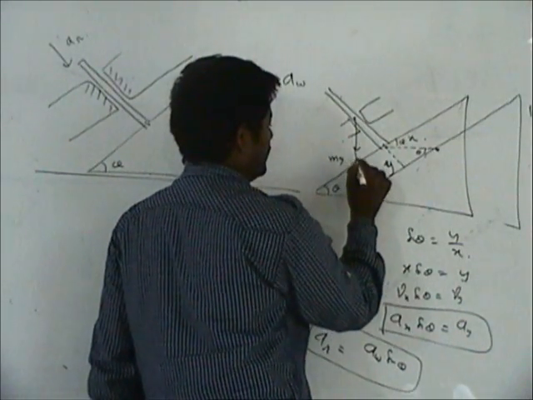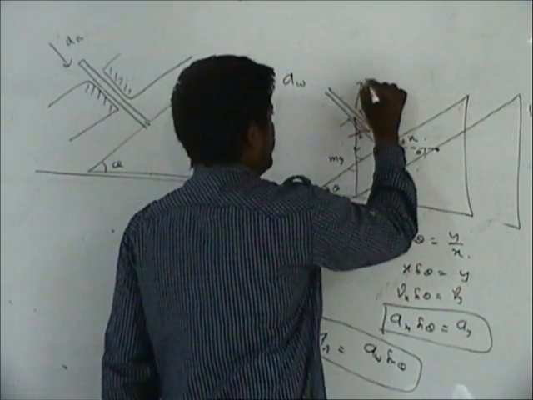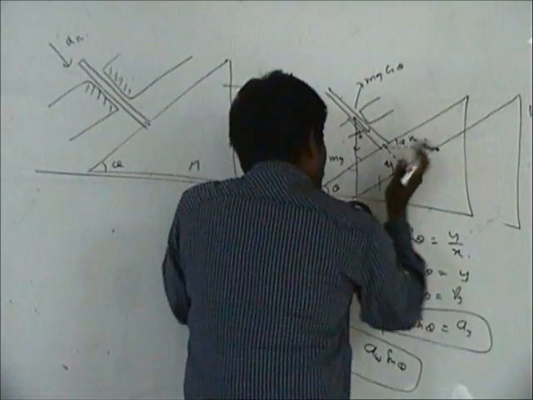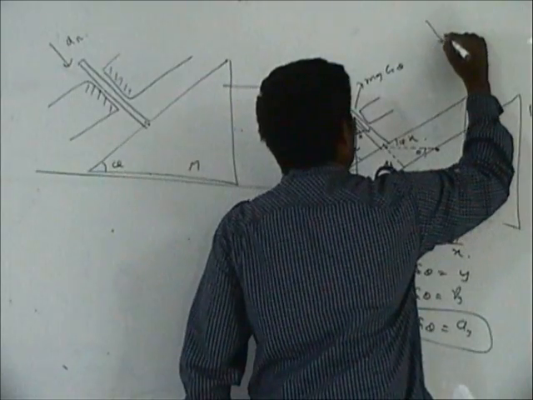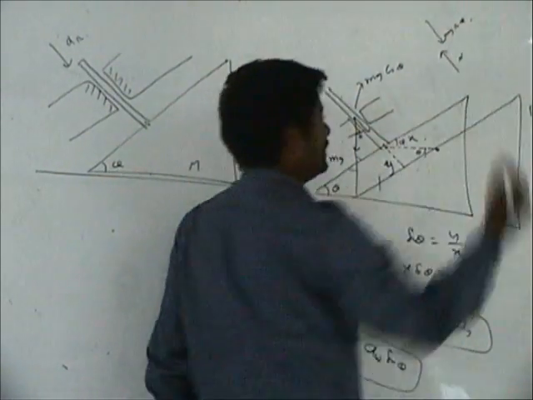This is 90 minus theta, this is 90 minus theta, this is theta. This side we have mg cos theta in this direction. From the wedge we have normal reaction. That is, on the rod, mg cos theta is this side, and this side we have normal reaction.